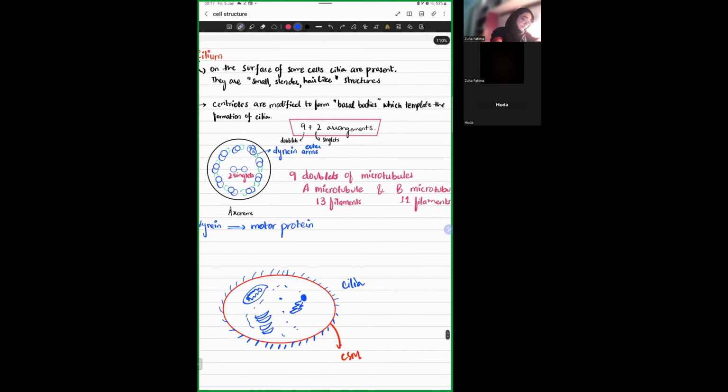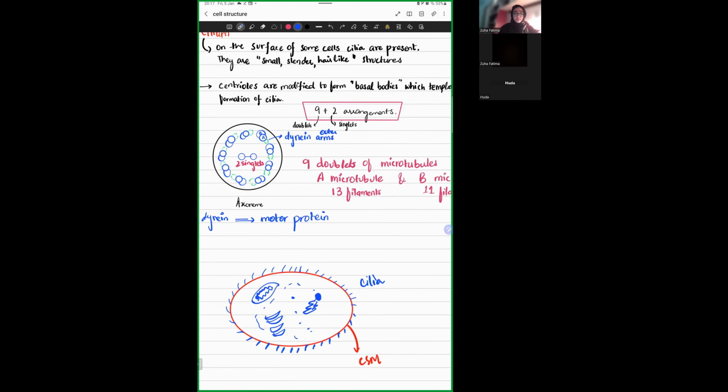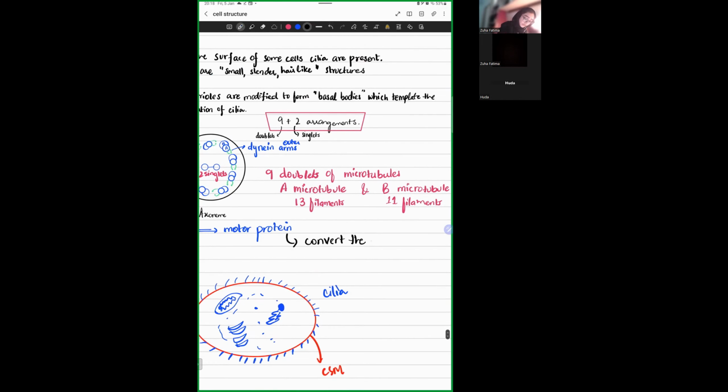basically can convert ATP, and we know that ATP is basically our energy currency. So they convert the chemical energy of ATP into mechanical energy.